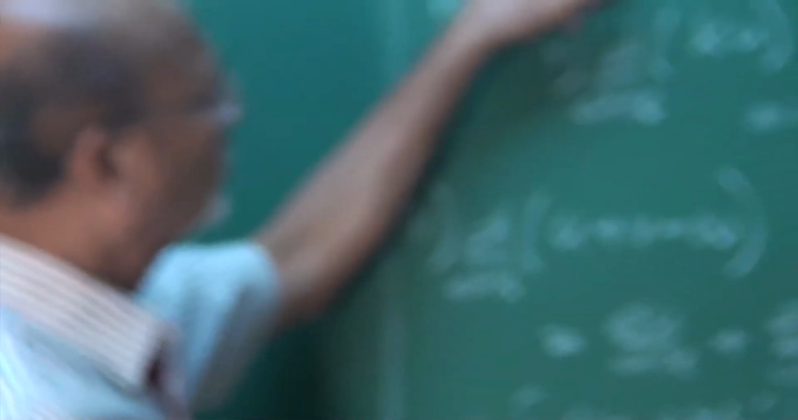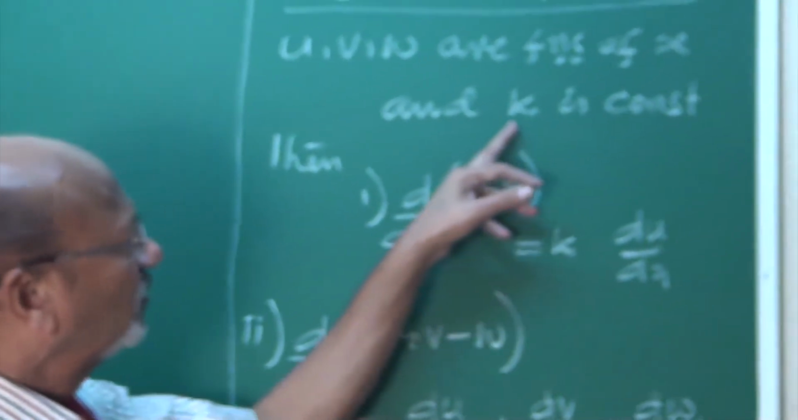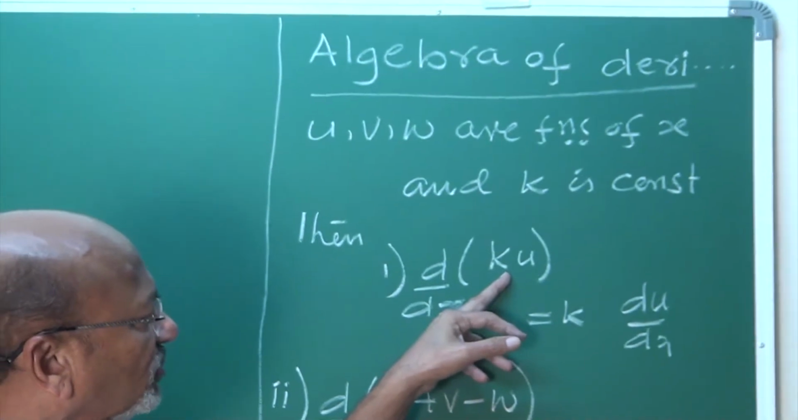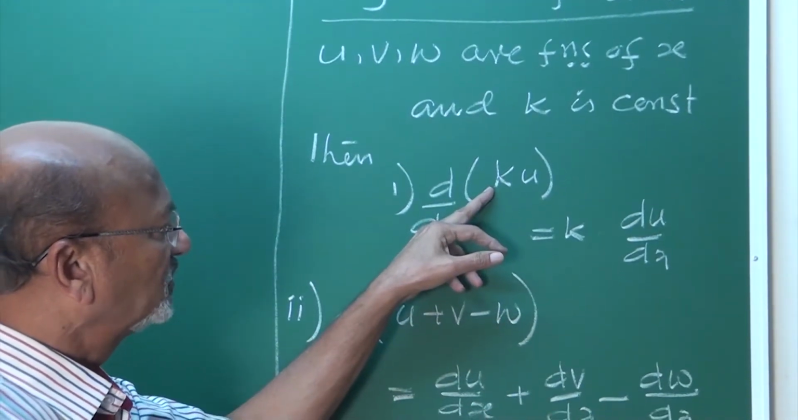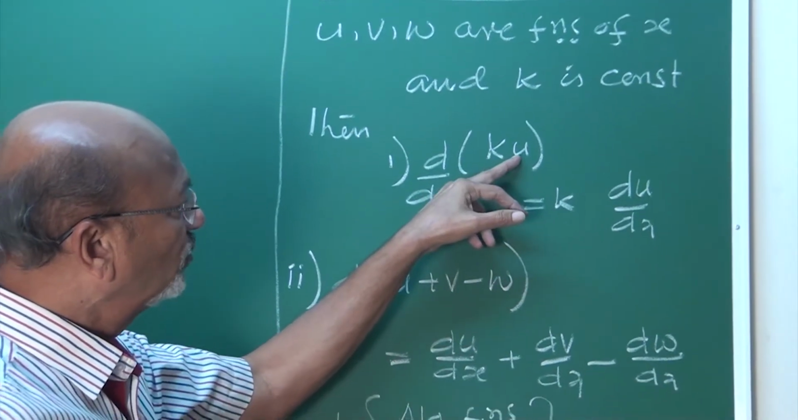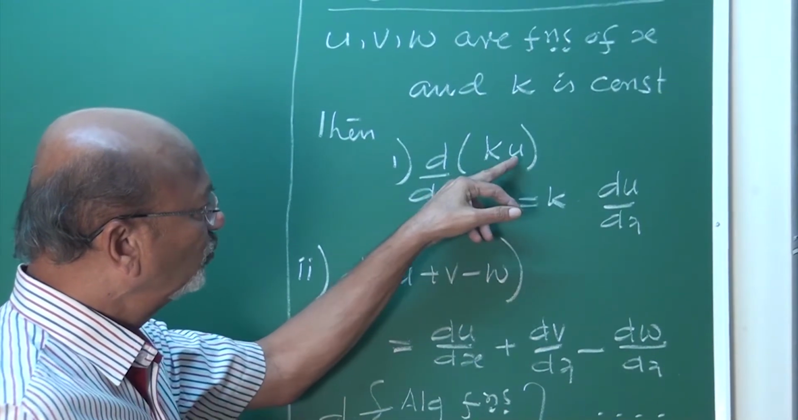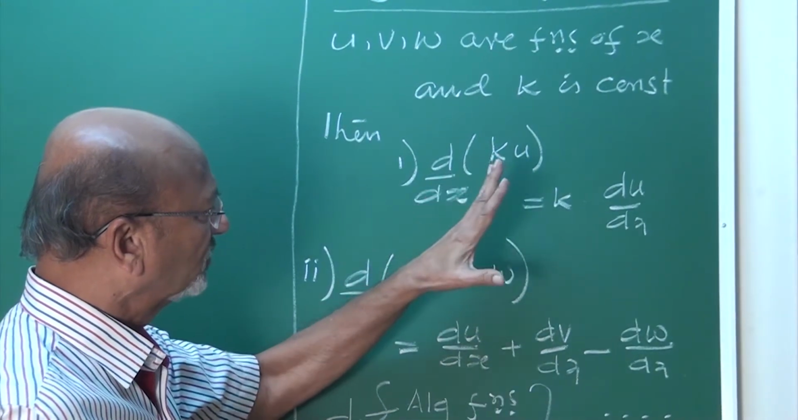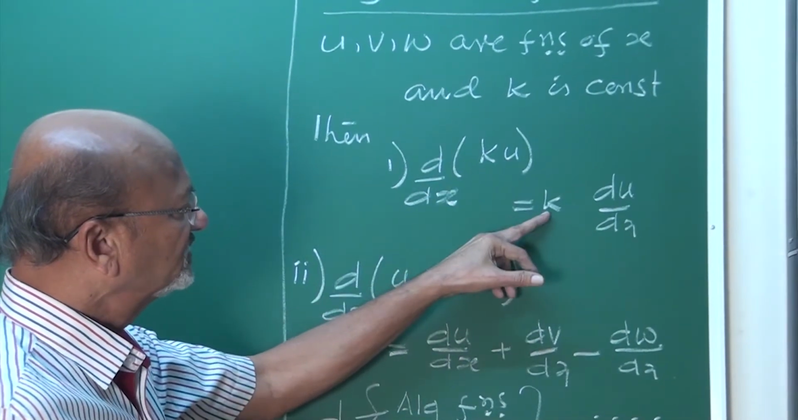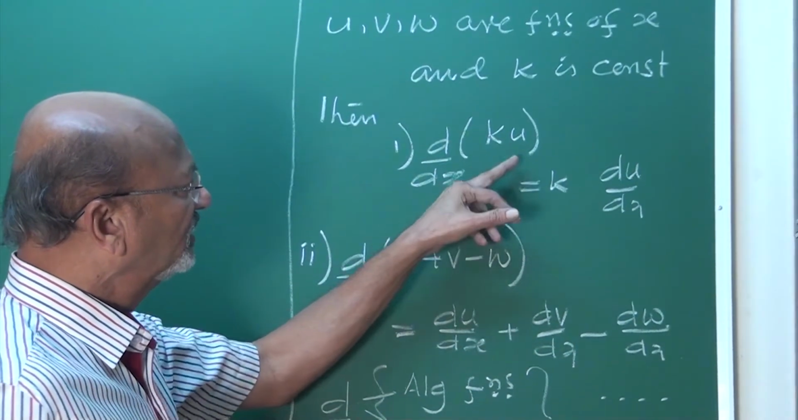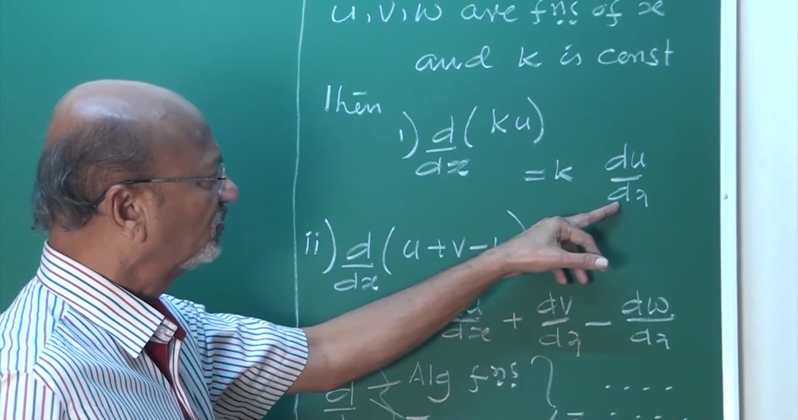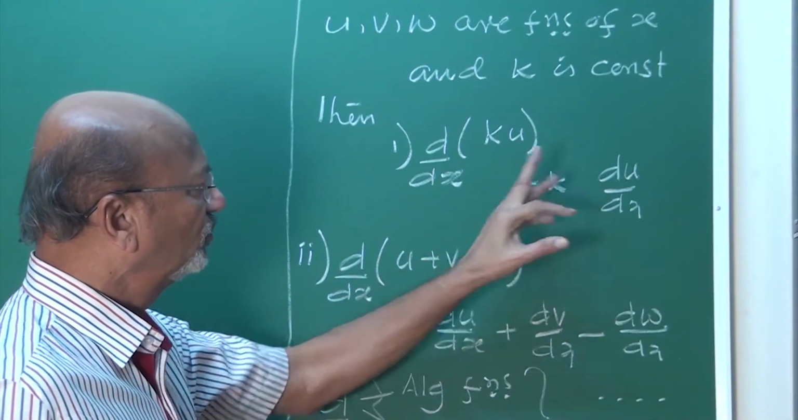Then, my friends, first one, the derivative of ku. Here u, v, w are functions of x, and k is a constant. The derivative of ku: what is the speciality? It is a constant and a coefficient to the function. In that case, the derivative is that k can be taken outside the derivative sign into the derivative of u with respect to x. ku gives k into du by dx.